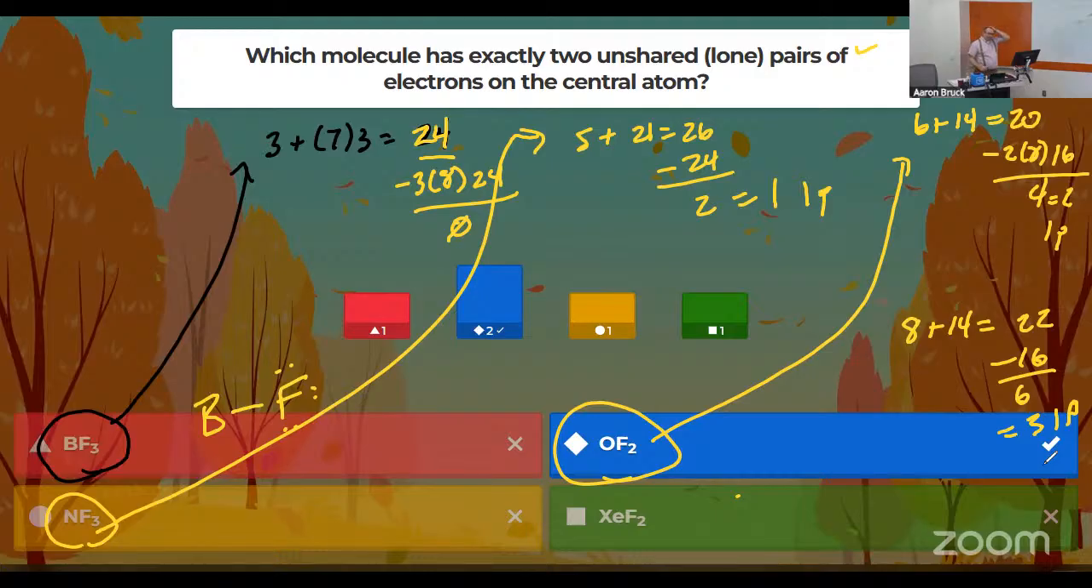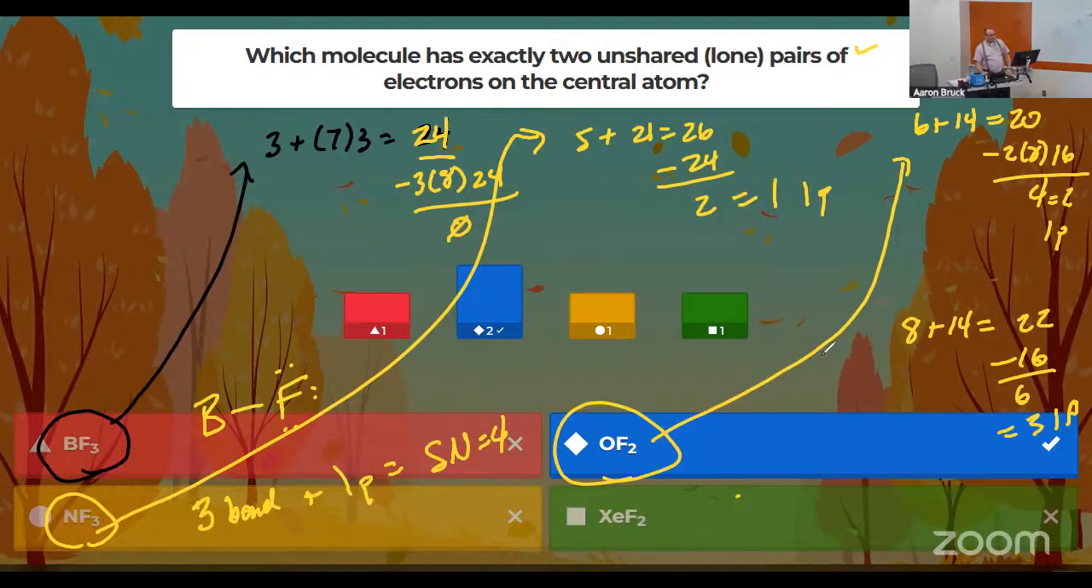And so you can start to make some preliminary determinations about each of these based on that information as well. Okay, so in the case of NF3, I'm going to have 3 bonding groups and 1 lone pair. That's a steric number of 4. So I'm somewhere in the tetrahedral family, 109.5 degree bond angles.